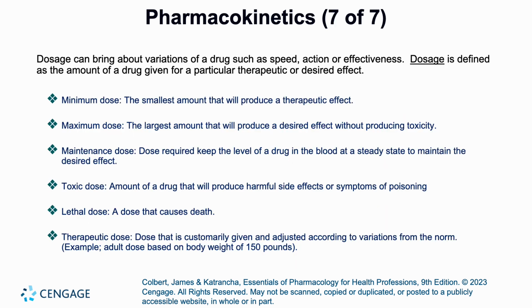Dosage can bring about variations of a drug such as speed, action, or effectiveness, and dosage is defined as the amount of a drug given for a particular therapeutic or desired effect. The minimum dose is the smallest amount that will provide a therapeutic effect. The maximum dose is the largest amount that will produce a desired effect without producing toxicity. We always want to think about what is the minimum therapeutic dose. So what is giving the patient what they need without going over that?